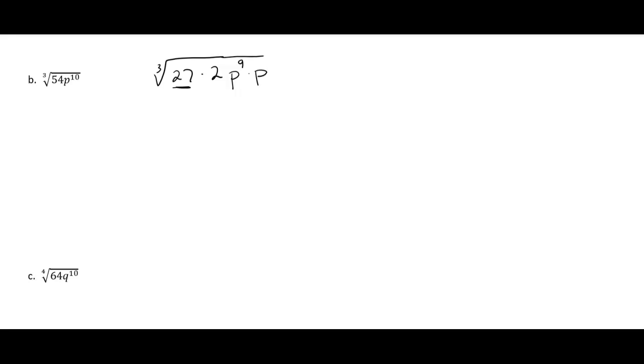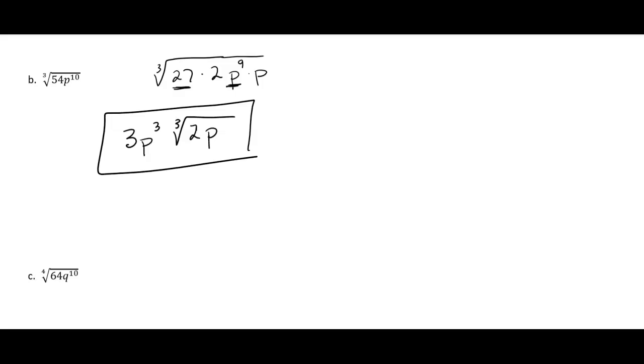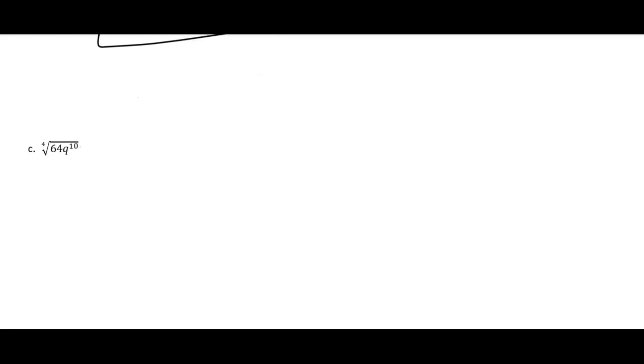All right, so the cubed root of 27 is 3. And then p to the 9th is going to come out as a p cubed, because 3 goes into 9 3 times. I don't need absolute value. We already said that. And then make sure you put the index here. So cubed root of 2p. Oops, 2p. Don't forget that index, because that makes a difference in the answer. I'm picky about that. All right, one more.